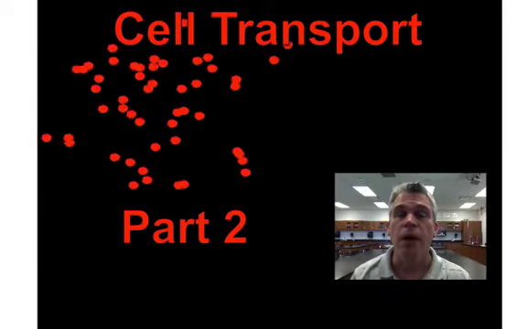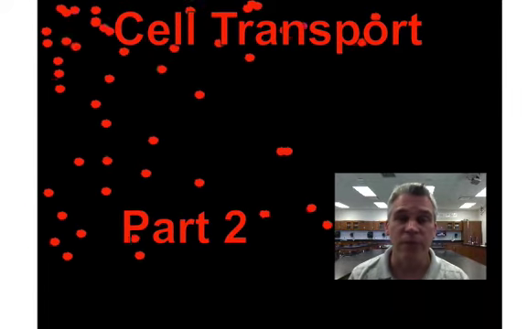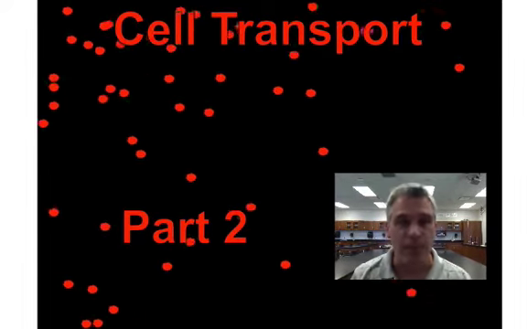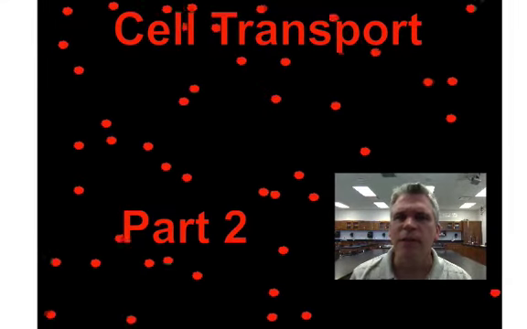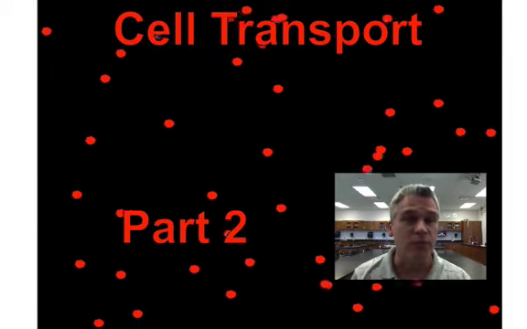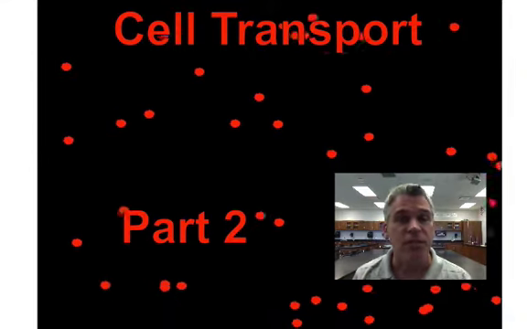In part one, we looked at the two main types of cell transport, diffusion and osmosis. In part two, we're going to take a look at other types of transport that are similar to those.